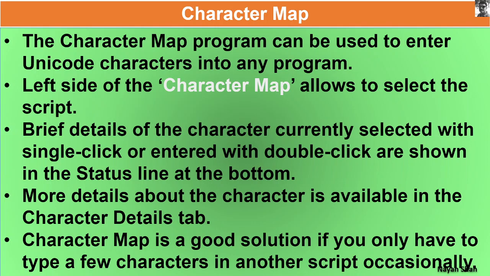So the left side of character map allows you to select the script, which script you are looking for, and under that script it will show you the different characters. Brief details of the character currently selected with a single click or entered with a double click are shown in the status line at the bottom of the character map dialog box. More details about the character are available in the character details tab. If you want to know more detail about it, what its Unicode character is, so that you can type that Unicode character to get that character, all these details are also available.